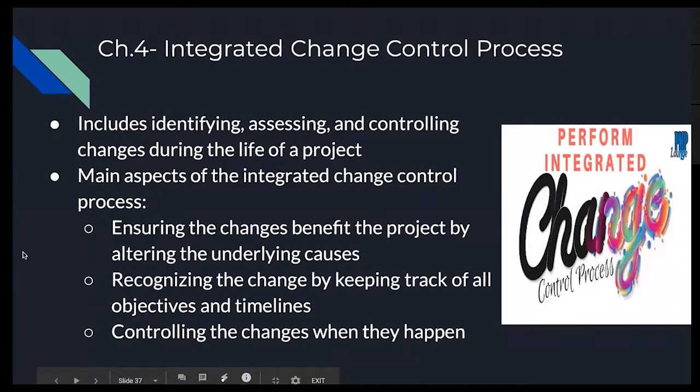Now, with integrated change control process, this includes identifying, assessing, and controlling changes during the life of a project. Again, another theme is that things can change, things adapt. You're going to have to adapt to those changes, and that's what an effective project does. That's where integrated change control processes and controlling the project come in, to ensure that these changes are benefiting the project by altering the underlying causes, recognizing the change by keeping track of all objectives and timelines, and controlling the changes when they actually happen. So you have to be flexible.